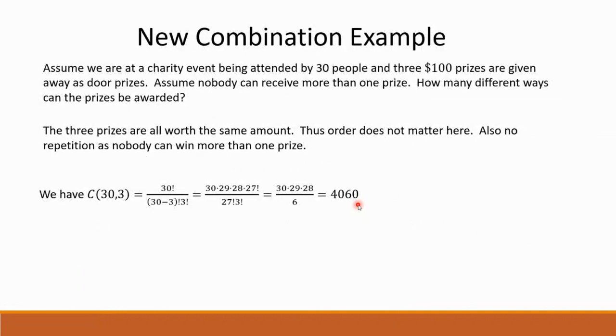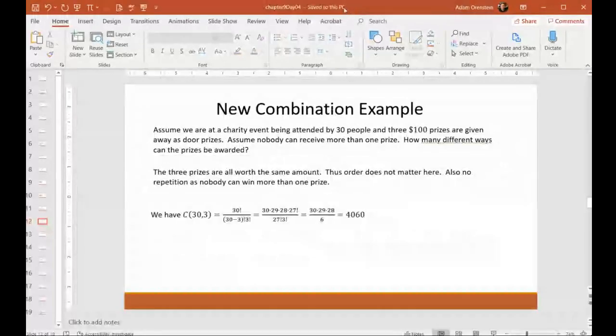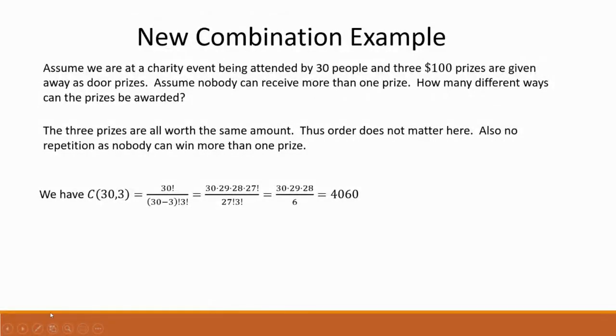Anyway, here's a combination example. Suppose we're at a charity event and the charity is being attended by 30 people. There are 3 prizes that are each worth $100, like door prizes. We want to know how many ways we can give these prizes away, assuming no one can receive more than 1 prize. Since the prizes are worth the same amount, order doesn't matter here.